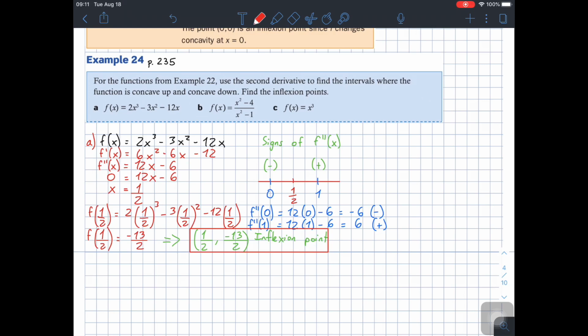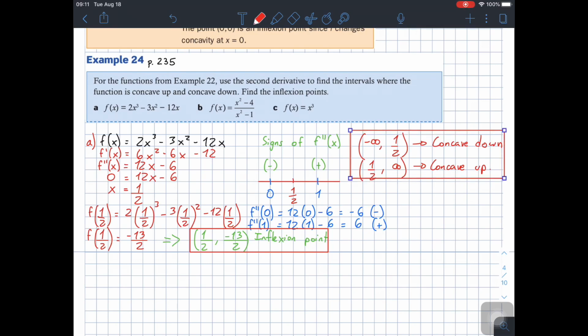So that's what we're going to say right here. We're going to say that from -infinity to +1/2, the function is concave down, and from 1/2 to +infinity, the function is concave up. Okay, so this would be the second answer for this example.